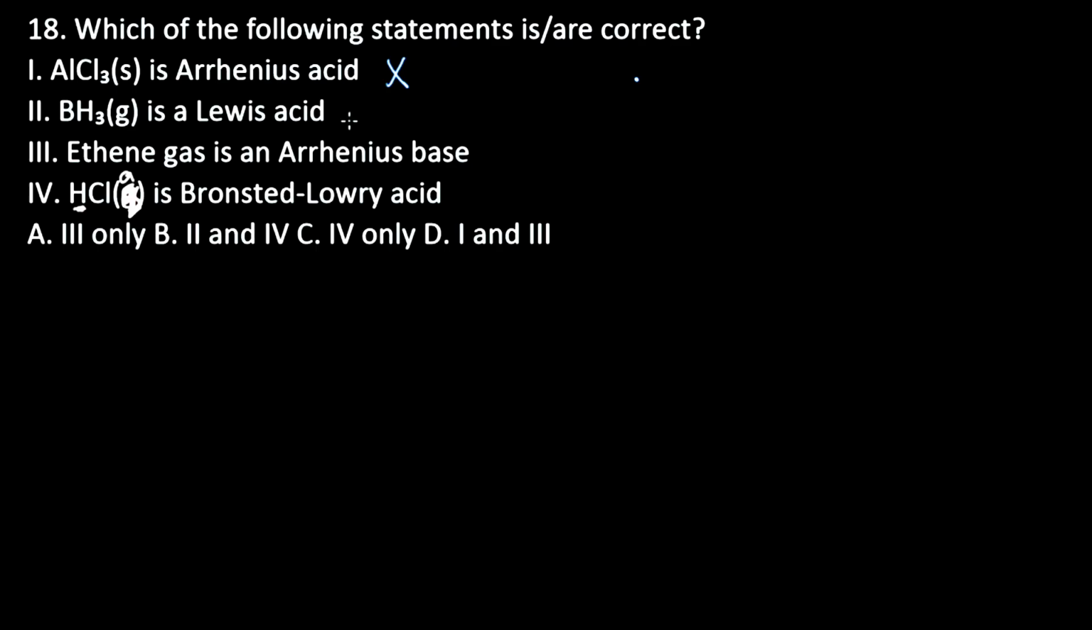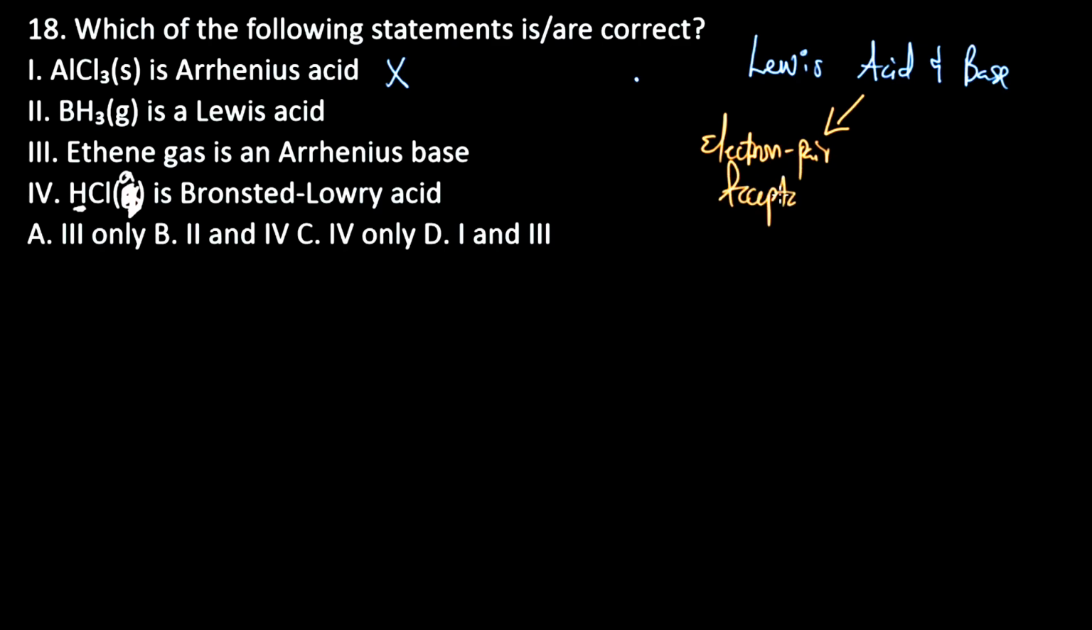BH3 is a Lewis acid. So let's look at the concept of the Lewis definition of acid and base. According to Lewis, an acid is an electron pair acceptor, and a base is an electron pair donor, right? To understand what this means, let's look at ammonia. Ammonia is NH3, right?